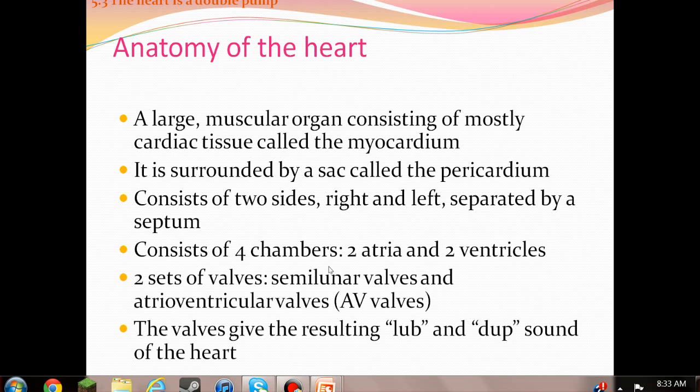There are actually 4 chambers. There are 2 top chambers, called the atria, and 2 bottom chambers, the ventricles. There are valves in between those, and I'm going to show you on the picture in a second. When the valves close, that's how we get our heart sounds, the lub and the dub.